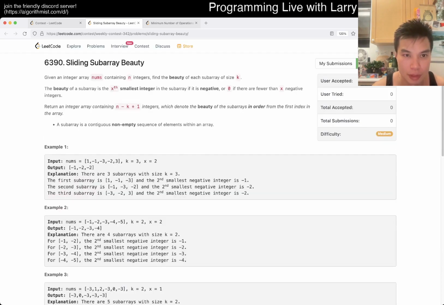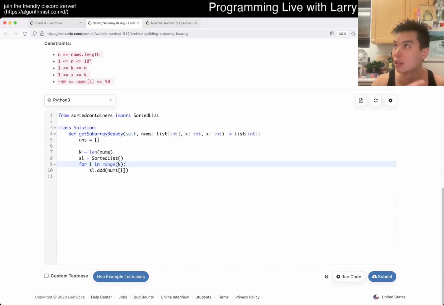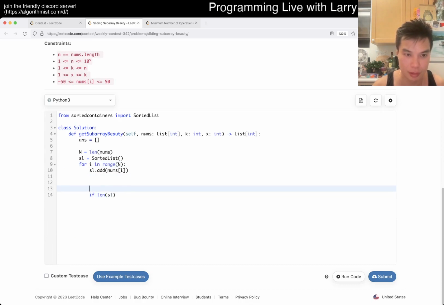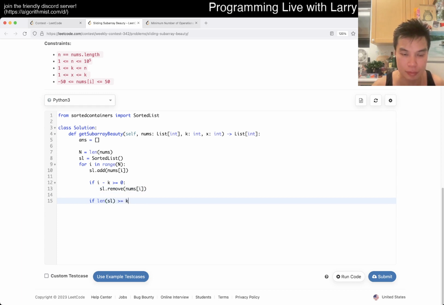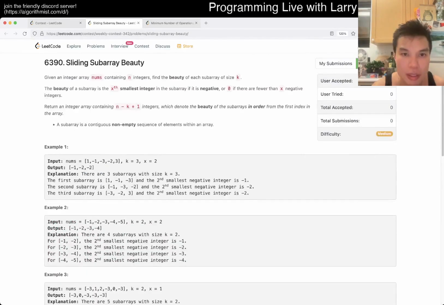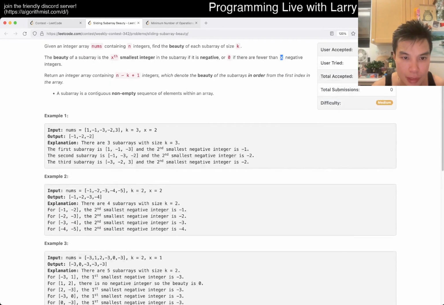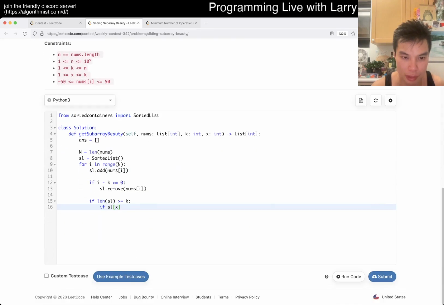Okay, and then x smallest number, so that's if i minus k is greater than zero. So x equal to 2 is going to be x minus 1. Okay, yeah.